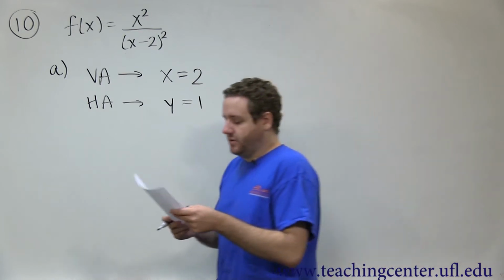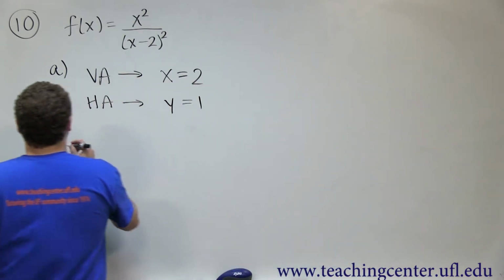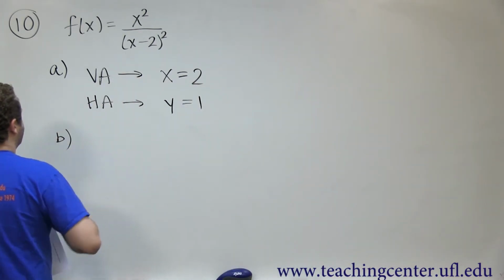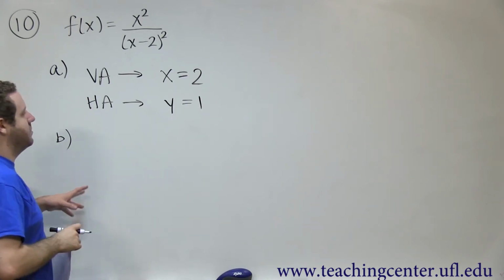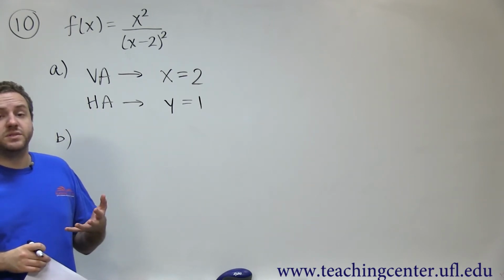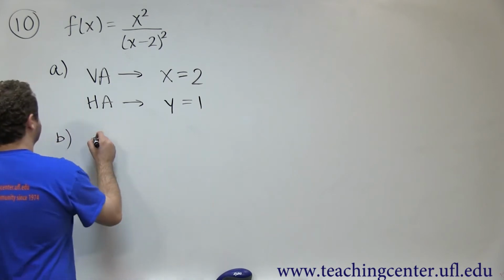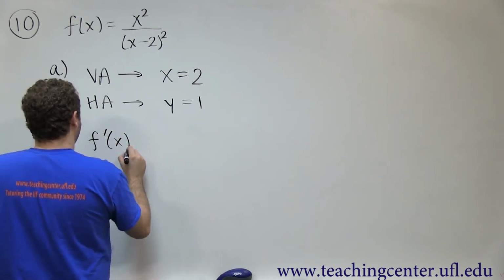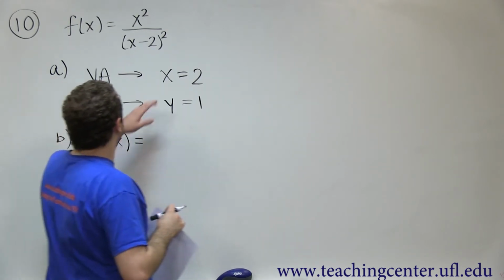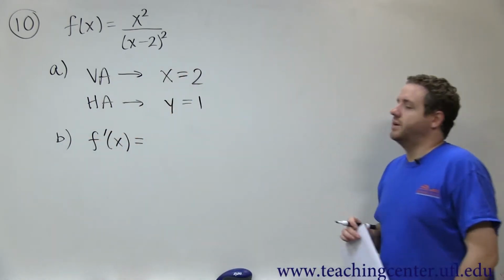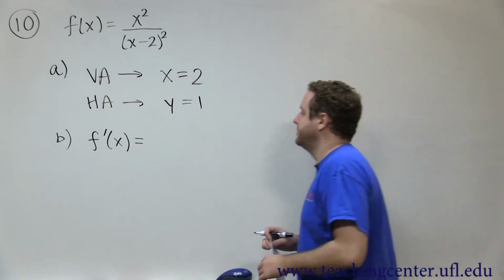Part B asks us for the critical numbers, increasing, decreasing, concave up, and concave down. We have a lot of information to figure out for part B, but the main thing is we have to take the derivative to do that. So we're going to start by taking the derivative. To do the derivative of x squared over (x minus 2) squared, we're just going to use the quotient rule.